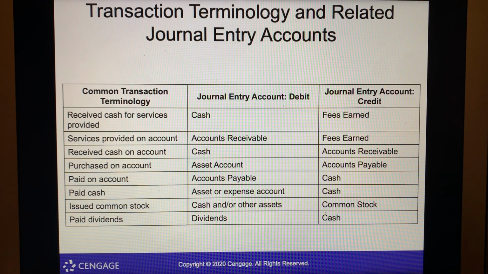So transaction terminology and related journal entry accounts. Receive cash for services, cash, debit, fees earned is a credit. So those are some examples. I won't go through all of them. To me, it's best to actually record them and understand where they go. But you can look at those as an example. It is in the textbook, or it's also on the online Cengage.